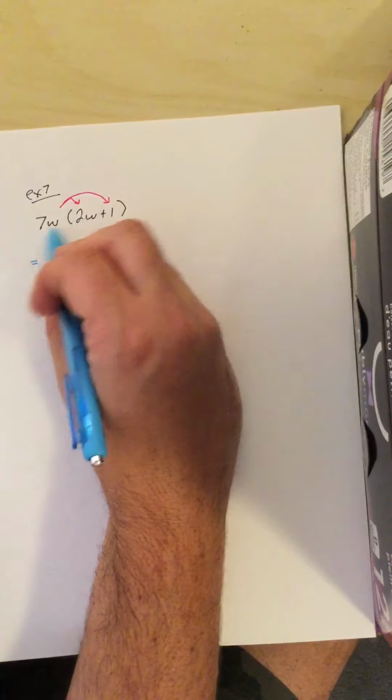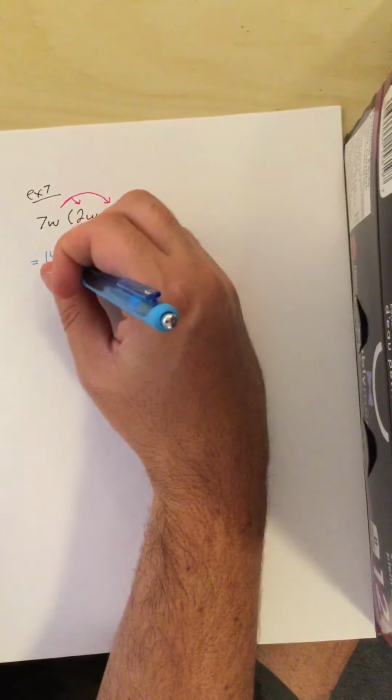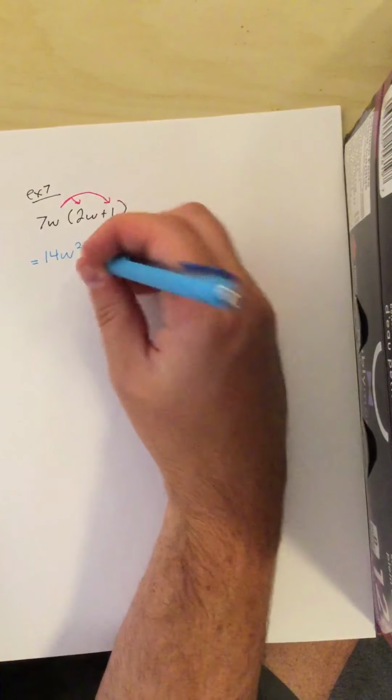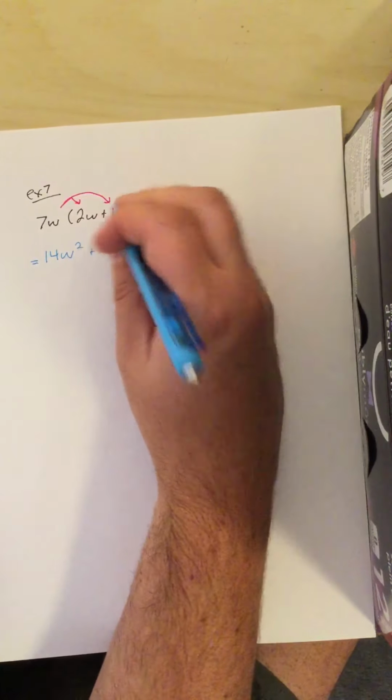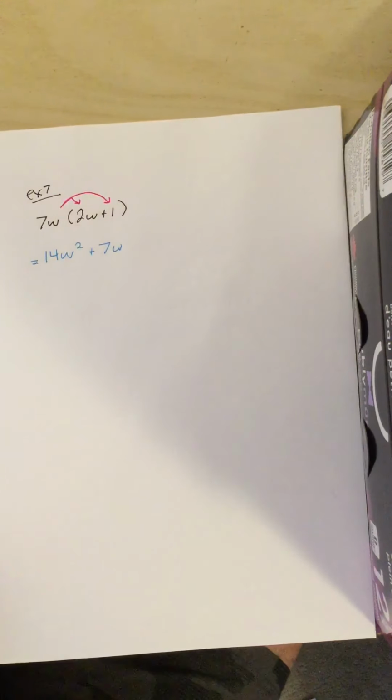So first we multiply the numbers. 7 times 2 is 14. W times w is w squared. Then with this one, 7 times 1 is 7, plus 7. That's the plus. And then the w is just w. So that'd be 14w squared plus 7w.